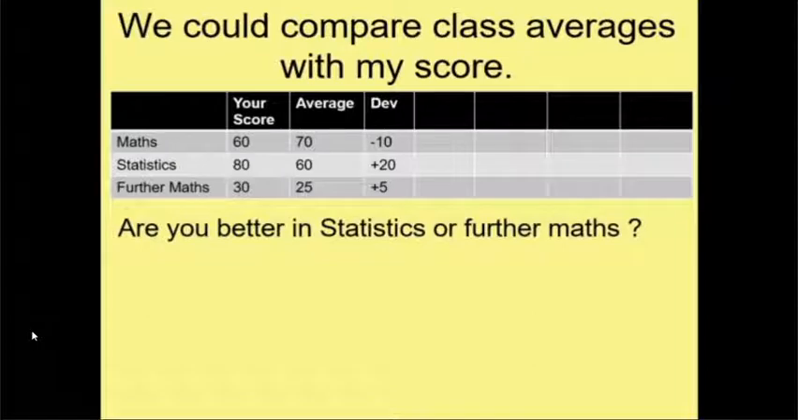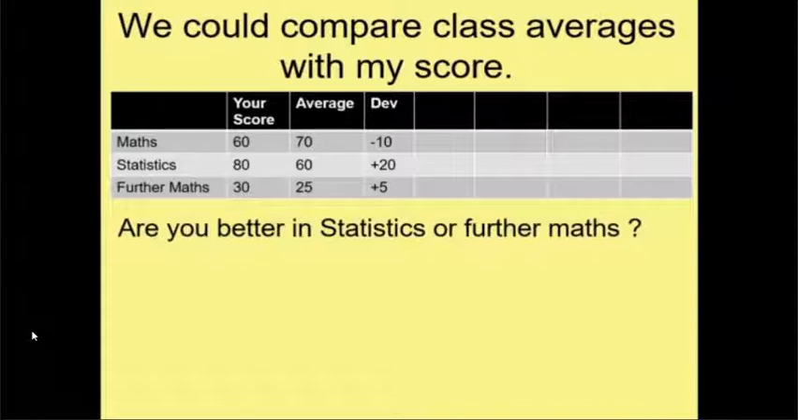Now, obviously maths, you got below average. The other 2 you got above average. So sorry to say this, your maths scores are not as good as your stats and your further maths. Okay. But now you've got to ask, between your stats and your further maths, which one's better? You could say stats because you're 20 above the mean.